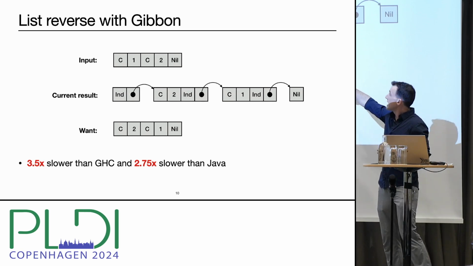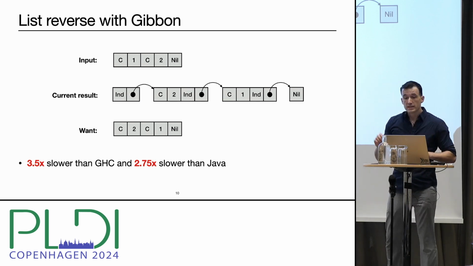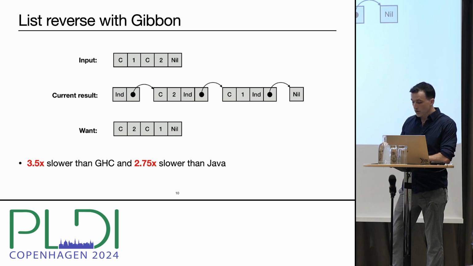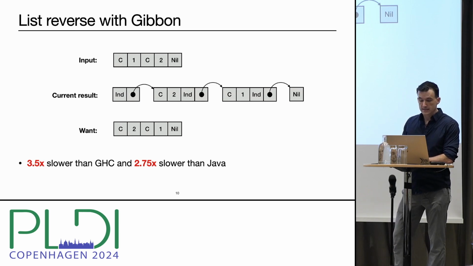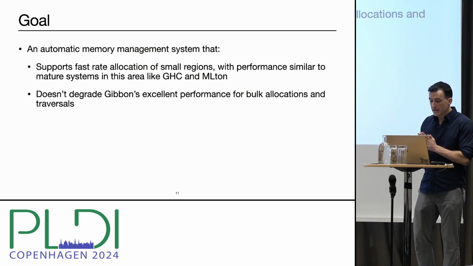Anyway, you'll notice in this case, we have a number of disadvantages because now we're wasting extra space on these little indirection tags as well. So we really want to avoid this as much as possible. And you can see here we're 3.5x slower on reversing a list than GHC, 2.75x slower than Java. So our goal for this work is, again, to mitigate those weaknesses.